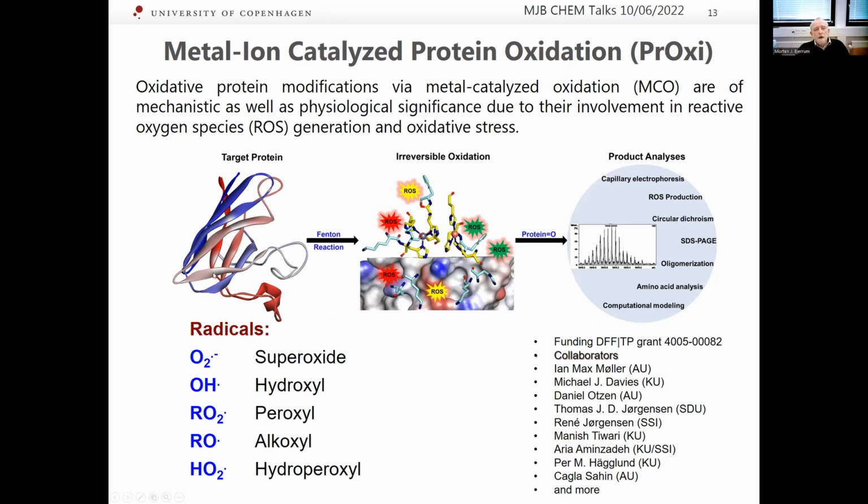And so we were studying oxidation of various proteins using a little bit of copper ions and a little bit of hydrogen peroxide. We were looking at the formation of oxidized proteins, and then we were using a lot of different techniques to figure out what was going on, which amino acid was oxidized, and so on. The funding here was a DFT grant, where in 2015 we got a big grant, so we could do a lot of collaborations.